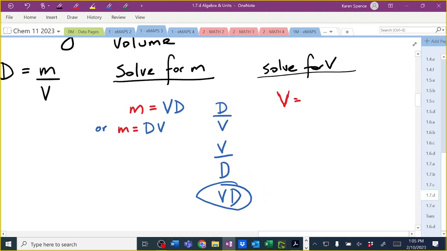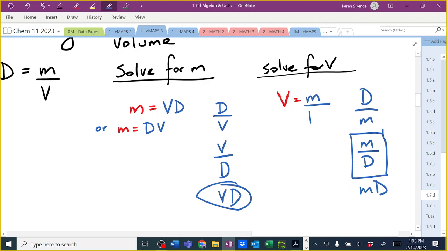Volume equals, and again, I'm going to give you some choices. We are going to give you volume equals D over M, volume equals M over D, or volume equals M times D. Which one of those is correct? First, second, or third? B, M over D.